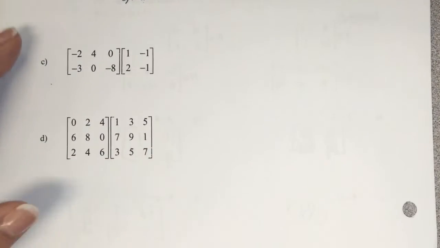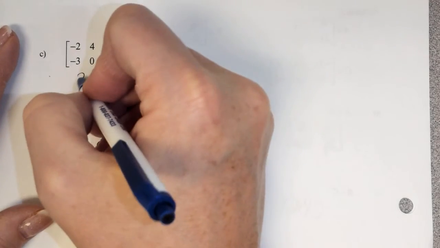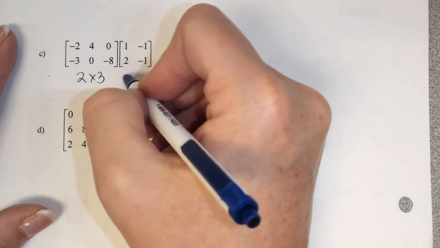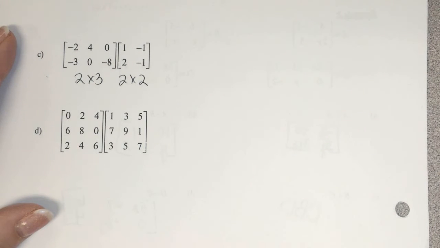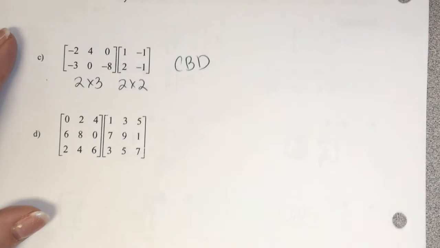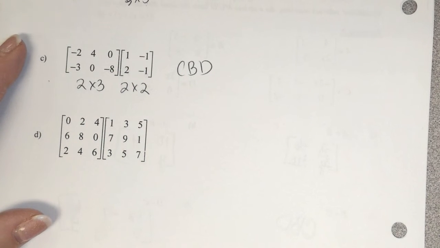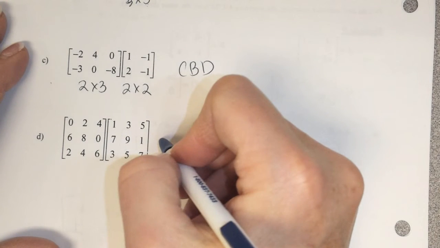All right, let's look at letter C here. What's the size of this matrix, everybody? 2 by 3. What's the size of this one? 2 by 2. Good news. Why? Can't be done. Okay? I'm not going to mess around with it. I'm not going to put it in my calculator. I'm not going to do it by hand. It cannot be done.